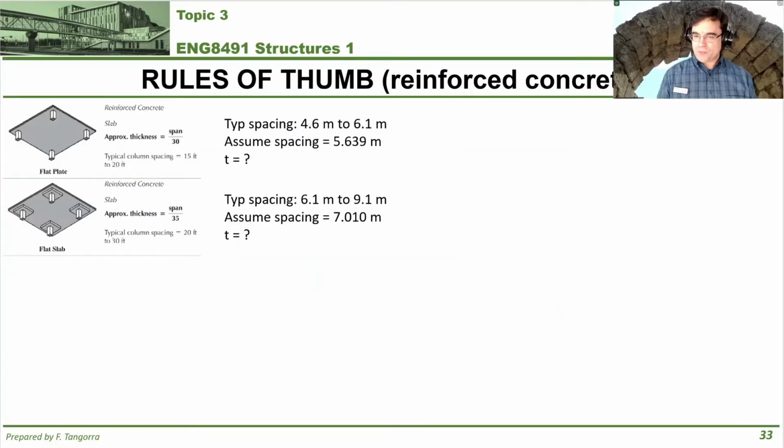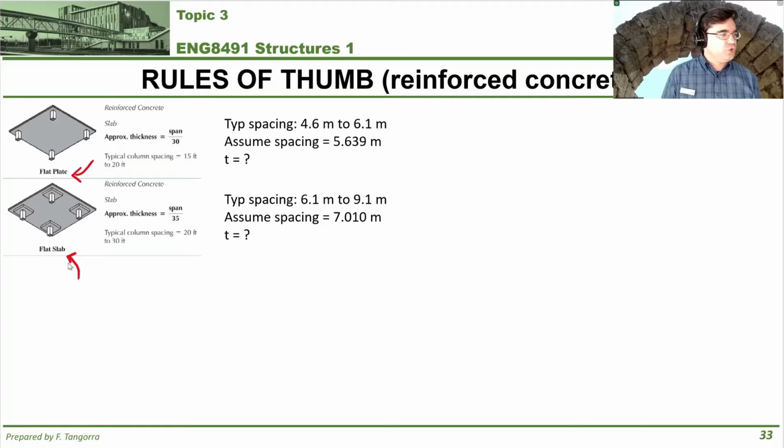The next rule of thumb we're going to work with is figuring out the slab thickness for flat plate slabs and flat slabs. This is taken straight out of Appendix B of the latest edition of your textbook. There's more information related to this in the main lecture video related to topic 3. But we're just dealing with rules of thumb.